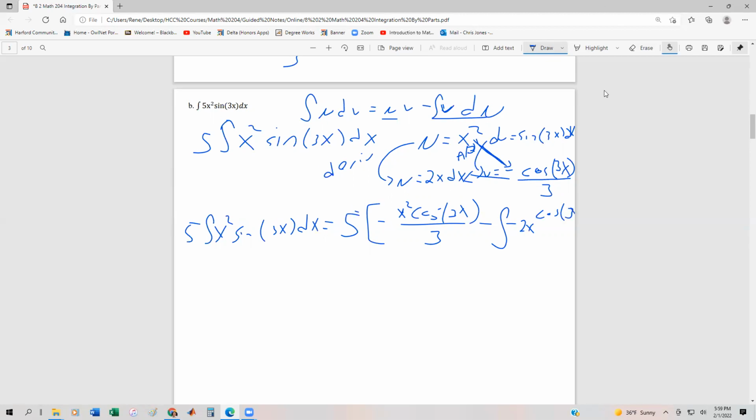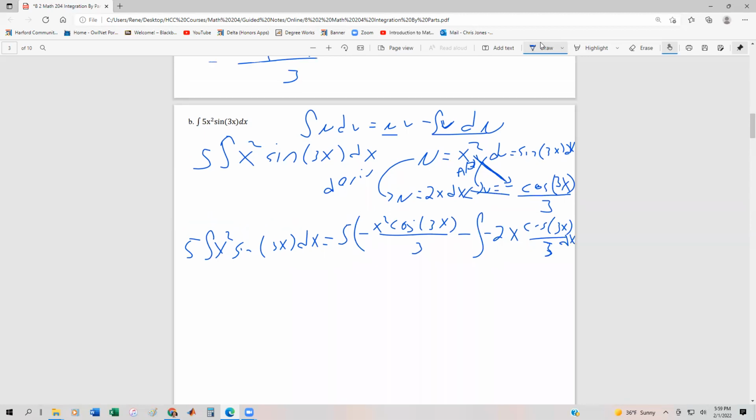Let me erase this so that we have a little bit more room. You could fast forward probably about 5 or 10 seconds and save yourself a few moments. So 5 times v, which is negative x squared cos 3x over 3, minus the integral of negative 2x cos 3x over 3. And there should be a dx in here. I'm going to squeeze it in. And there should be another parenthesis.